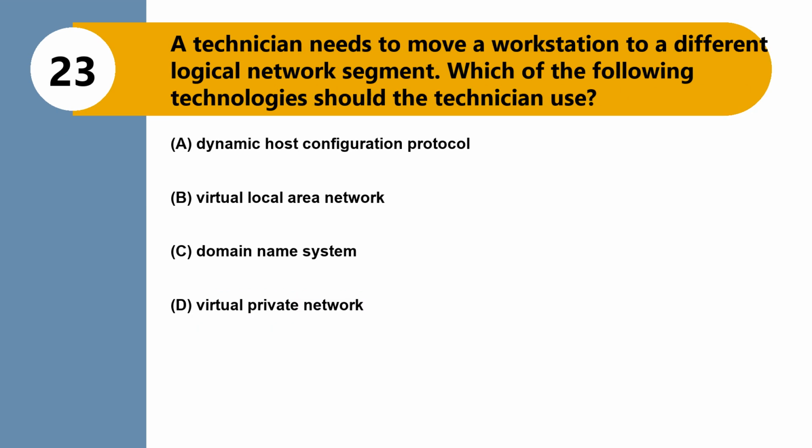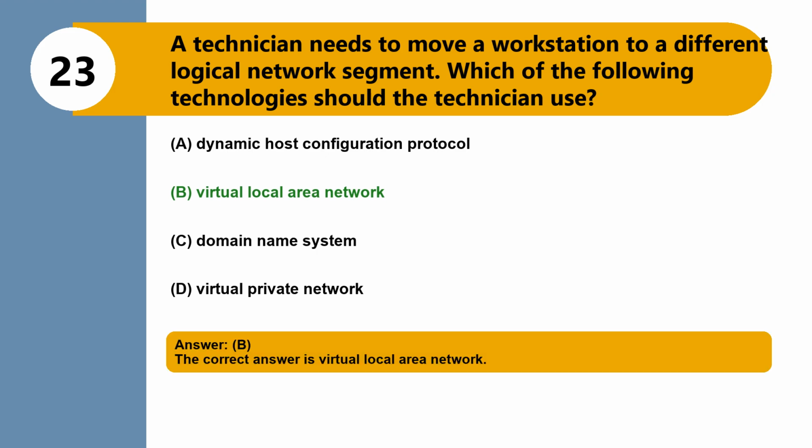Question 23. A technician needs to move a workstation to a different logical network segment. Which of the following technologies should the technician use? Option A, dynamic host configuration protocol. Option B, virtual local area network. Option C, domain name system. Option D, virtual private network. The correct answer is option B, virtual local area network.